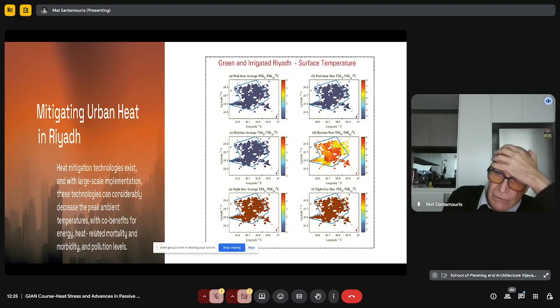And also, this helps a lot to decrease the temperature of the city, the surface temperature of the city. Of course, because greenery is not implemented everywhere, the average decrease of the temperature of the city is not so high, like in the case where we really change all the materials.